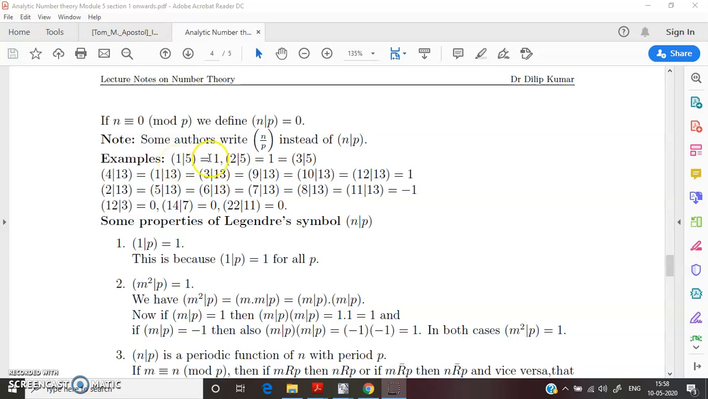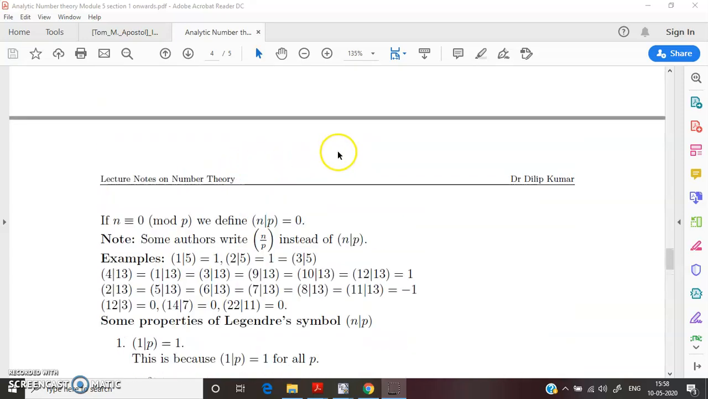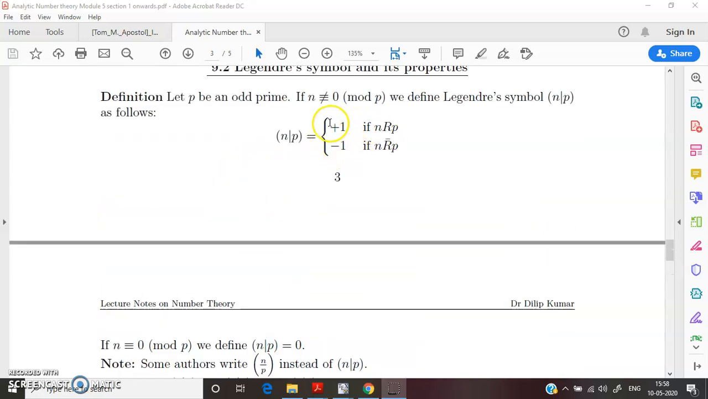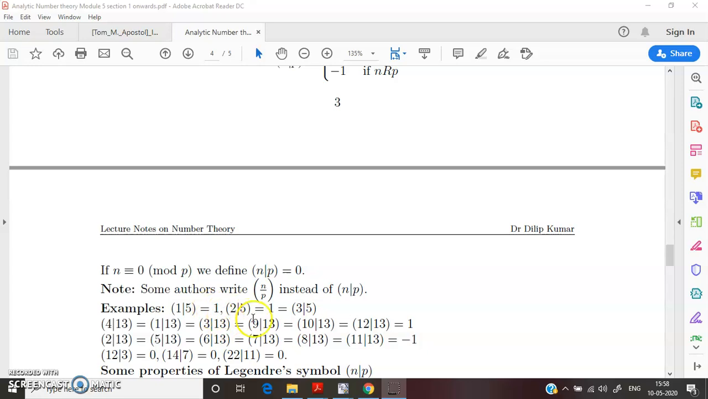Let us see how this Legendre symbol works. Suppose you have 1 over 5. 1 over 5 is 1. Why? Because 1 is a quadratic residue mod 5. 4 is also a quadratic residue mod 5. So in case of a quadratic residue, we write 1. So that is why it is 1.